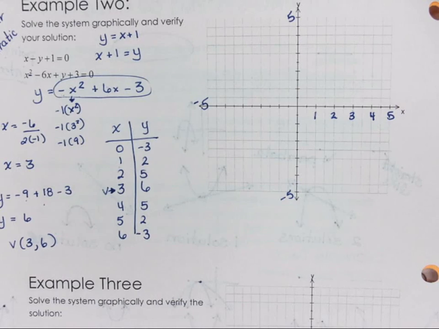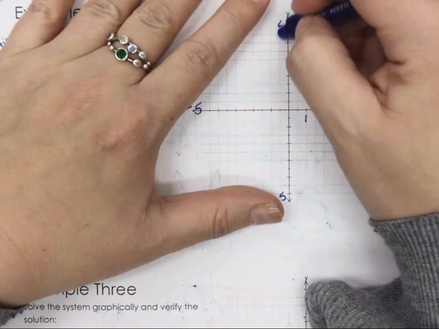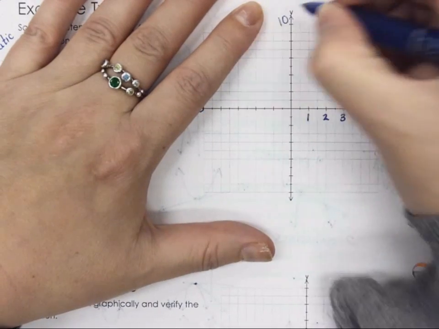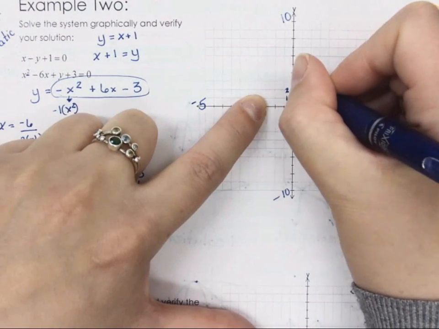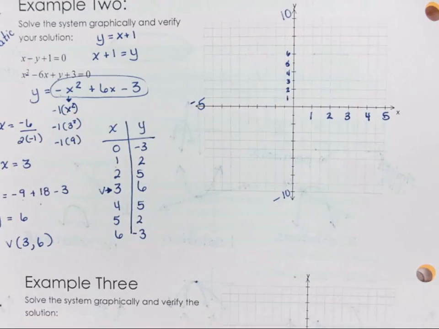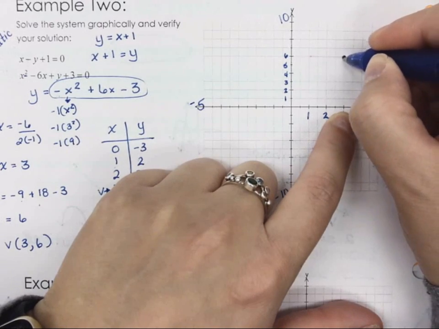Okay, so let's go ahead and graph that parabola. So oh, that's not gonna work. I gotta change my y-axis. Let's go tens. So each tick there, so that's 1, 2, 3, 4, 5, 6. Okay, because I need a vertex of 6. So over 3, up to 6, there's my vertex.